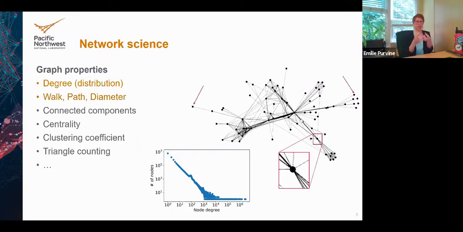Beyond just looking at the properties of a single node, which is the degree, we might want to look at bigger properties like walks, paths, and diameter of the graph. So a walk, of course, is a sequence of vertices connected by edges. A path is a walk in which vertices and edges are not repeated, and the diameter is the longest path in the graph. So I'm guessing that the longest path is somewhere between these two vertices here, perhaps.